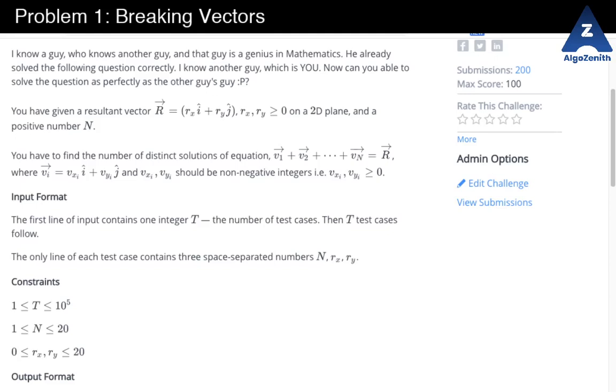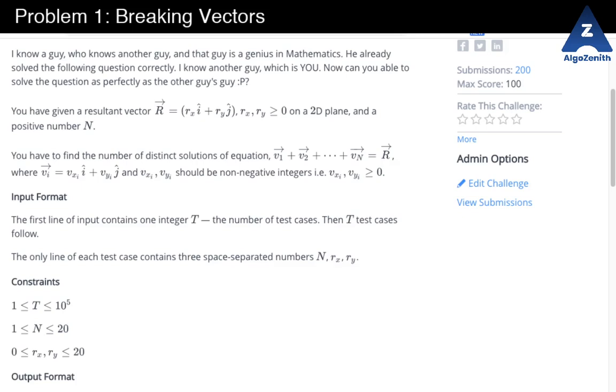Hi, in this video we'll talk about the problem Breaking Vectors from the CodeNight challenge. So you are given a vector R that you need to create using n smaller vectors, right? So you're given v1 plus v2 plus v3 up to vn is equal to R, and the component-wise values of R are given, like the Rx and Ry.